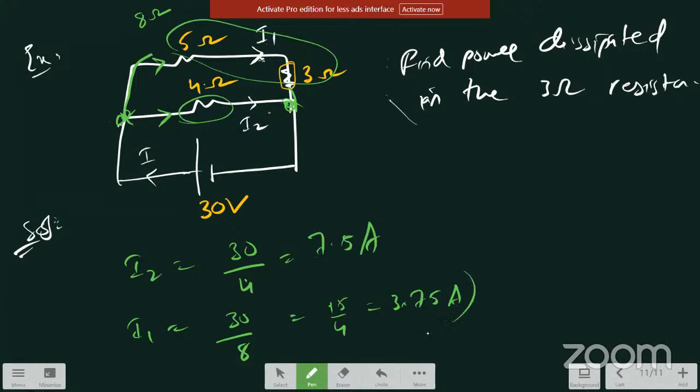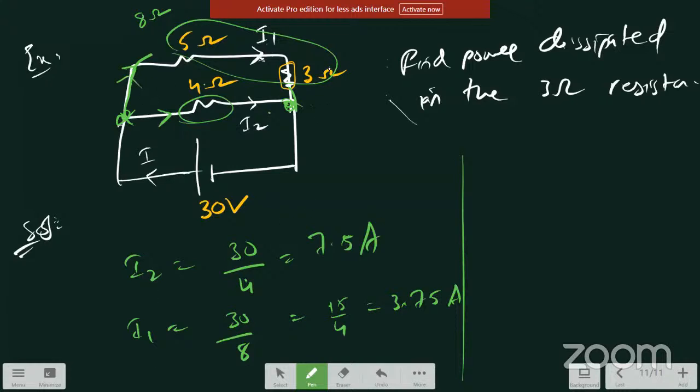Just imagine, current passing through this branch can be found in one step, but you have to practice. This is a very simple step, but for understanding it, you have to do a good amount of practice. You are not practicing sufficiently. Really, I'm very upset with this. Leave it. Next, current passing through this branch is found out.